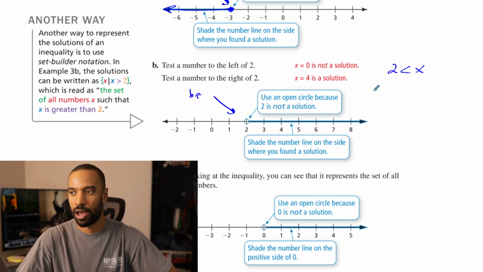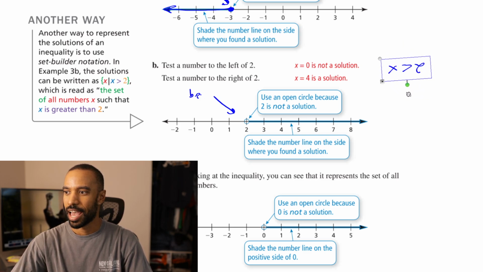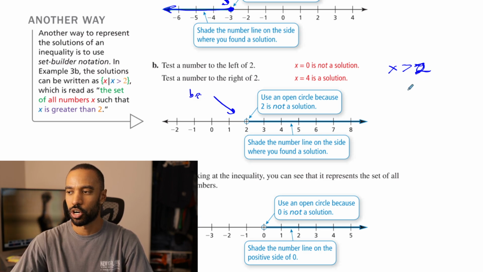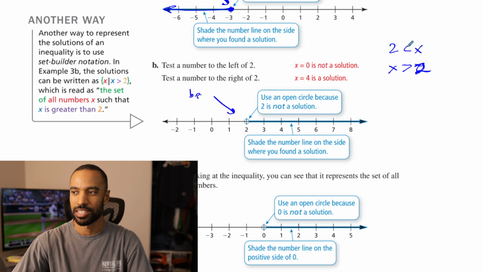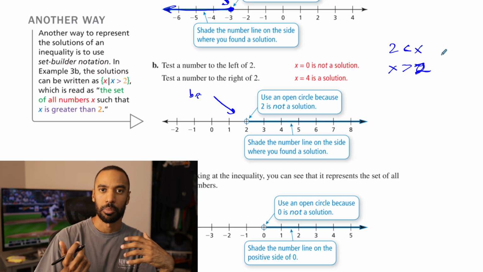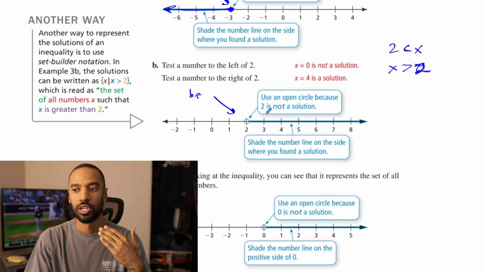What if you turn everything around? What if this said x is greater than 2? I mean, literally, this thing can turn around. If 2 is less than x, that also means x is greater than 2, right? There's a turnaround there. Compare your variable to your number. Put your variable on the left side of the inequality, and that's where you'll get true statements.